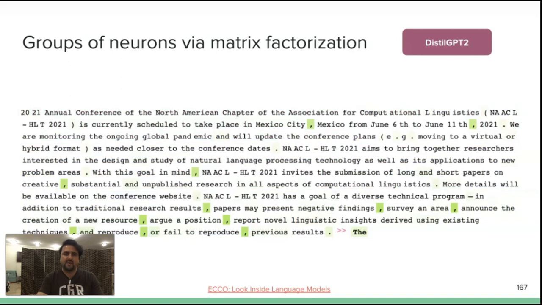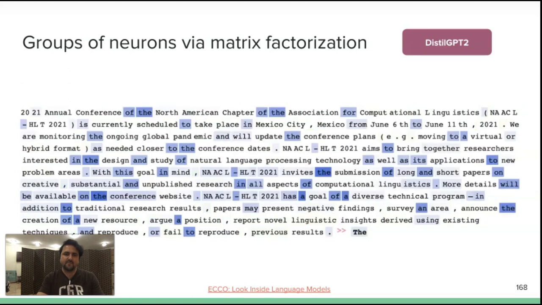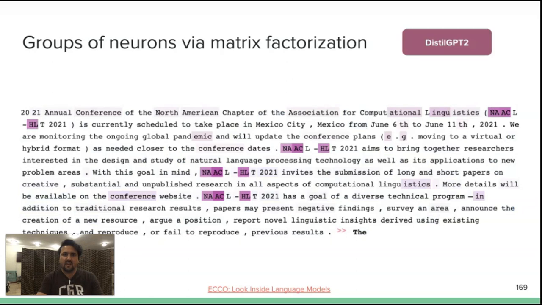For example, here is a factor that is focused on the comma words only. A factor that is learning functional words such as prepositions or articles. A factor that is capturing capitalization. However, in this example, you can only see one word, NAACL, that is capital. We think this is actually a capitalization factor. Similarly, a factor that is highlighting the year in this text.